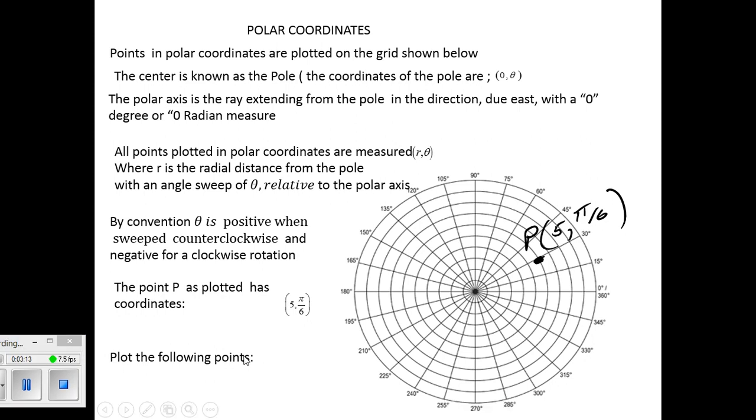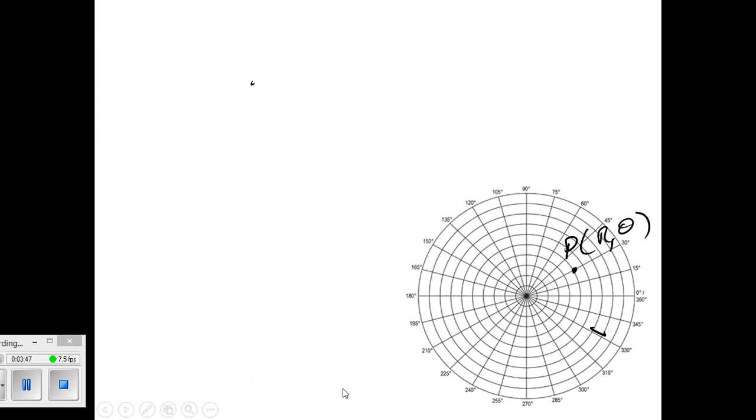Now, let's plot a couple other points. Here we're going to plot 3, 2 pi over 3. 2 pi over 3, otherwise known as 120 degrees, is going to be on this radial line at a distance of 3 units out. So there it is, 1, 2, 3 units out on the 120 degree radial sweep on the third ring out. And 4, pi over 2 is going to plot 4 units out, 4 rings out, and a 90 degree sweep up. So that's how we plot points.